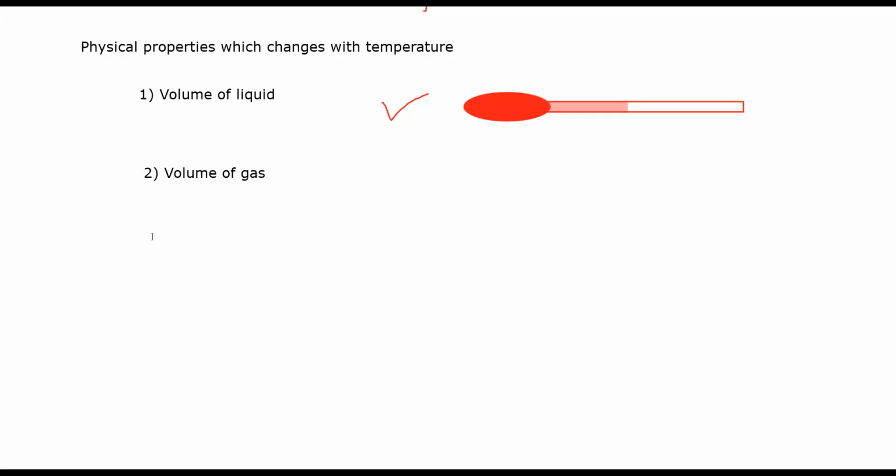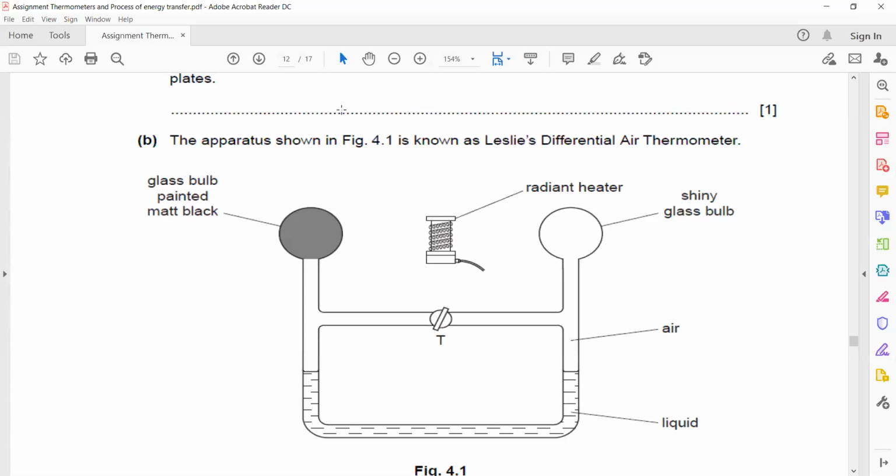Sir, in the previous meeting, we were solving a question related to the air thermometer. Yeah, the differential thermometer was an example of the volume of a gas, like this thermometer. Okay, sir. Thank you. So this is a differential thermometer.